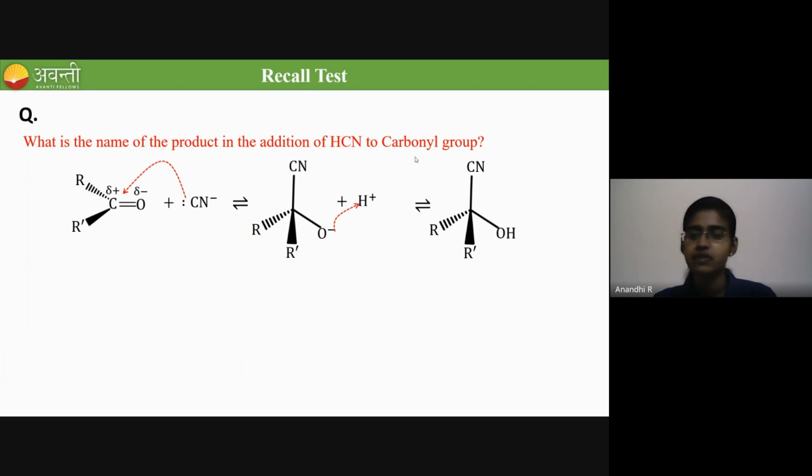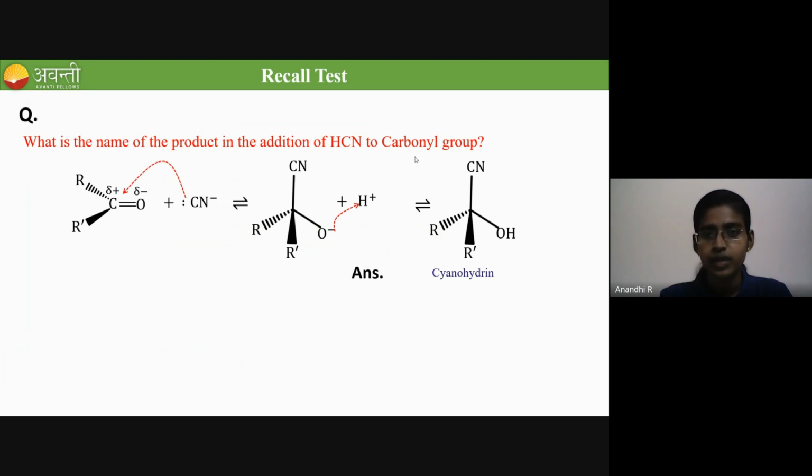In the last class, we were discussing nucleophilic addition reactions and oxidation and reduction, right? In nucleophilic addition, we discussed this reaction. This was the first reaction we discussed. JNB Visakhapatnam students, just let me know in the chat box the name of the product. Okay. So the name of the product is cyanohydrin. This is cyanohydrin basically.